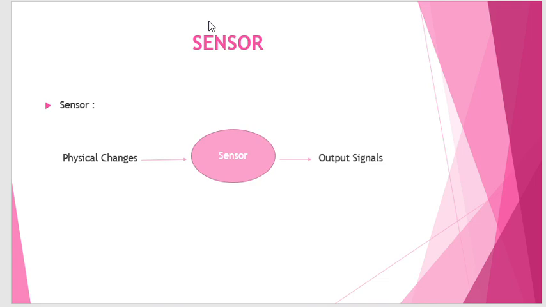For example, with a thermometer, with respect to a change in temperature, what is going to happen? The thermometer gives a suitable reading for temperature. Another example is the barometer, which measures atmospheric pressure. With respect to changes in atmospheric pressure, you will be getting the reading. Anyway, the sensor helps with measurement.